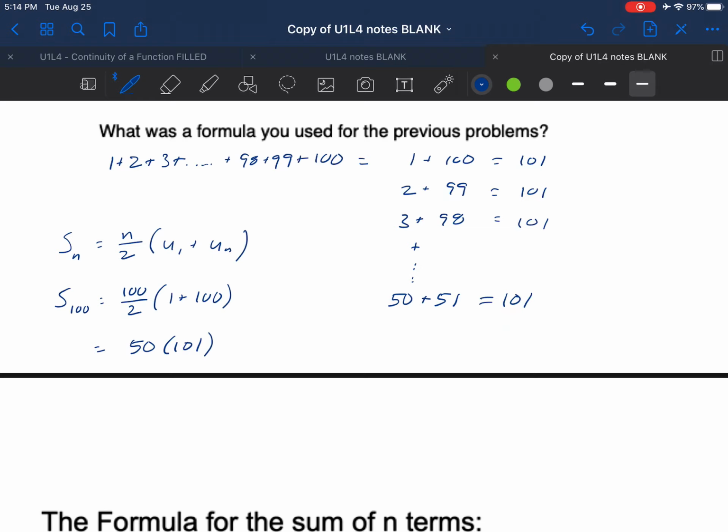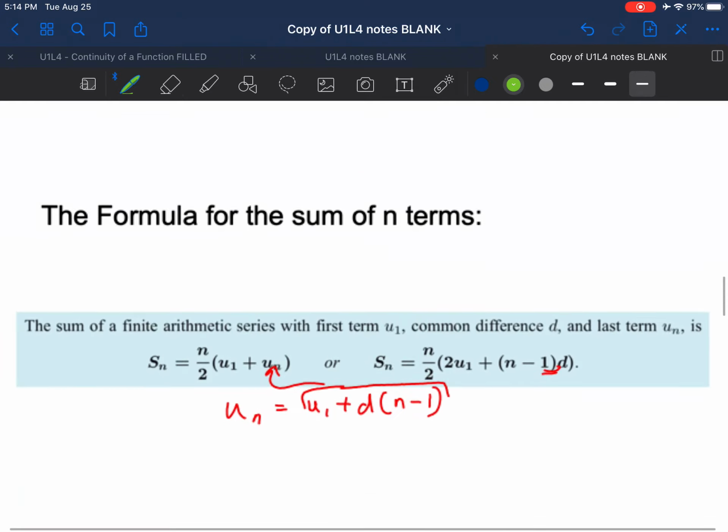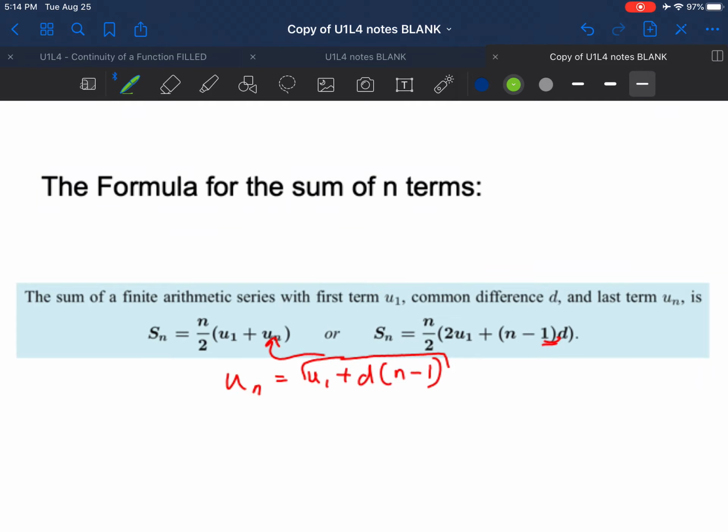Okay? So this, and when I say this, I should probably underscore it so you can see what I'm talking about, that is one of the first formulas, one of two that you'll have for the sum of an arithmetic sequence. All right, so there it is, in a little bit better notation: n over 2, u1 plus un.